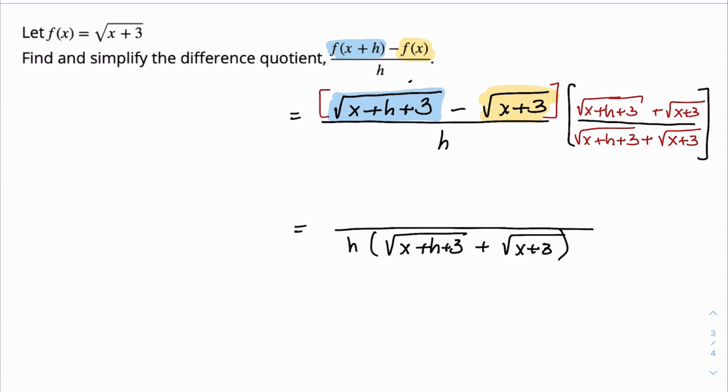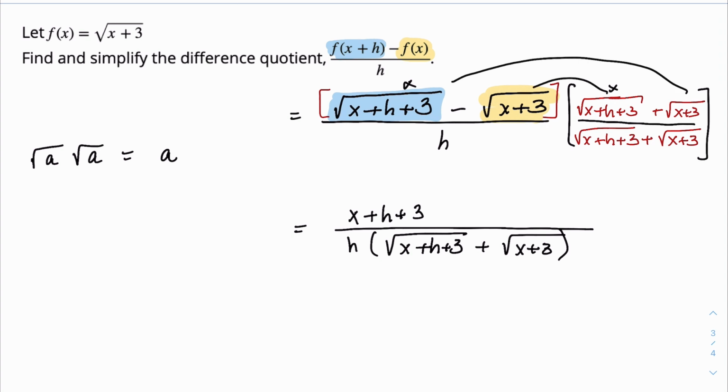So if we take the first times the first, remember that a square root, I'm just going to write over to the side here, a square root times itself just gives you the radicand, or the number inside the radical. So this is just going to be x plus h plus 3. And if you notice, if we multiply the outers and the inners, those are going to be the same expression, but one's going to be positive and one's going to be negative. So that means when we combine them, they're going to cancel out. So I'm not even going to bother writing that.